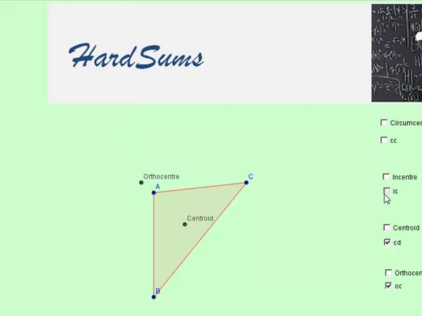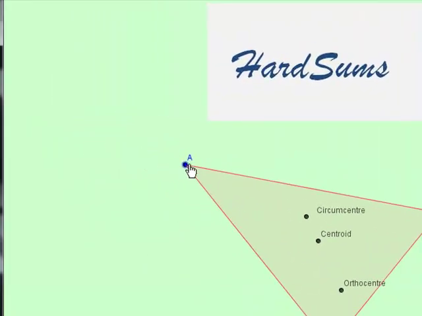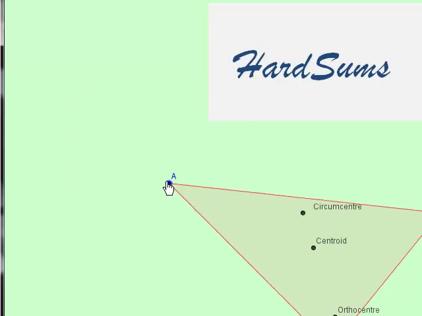Now I'm going to switch all these centers back on and show the 4 centers together on one triangle. We're going to hide the construction lines for clarity.